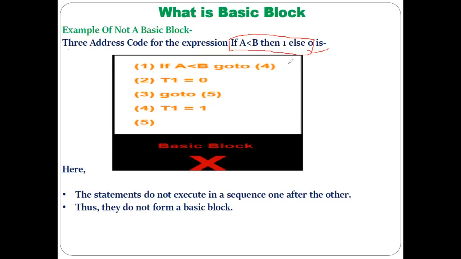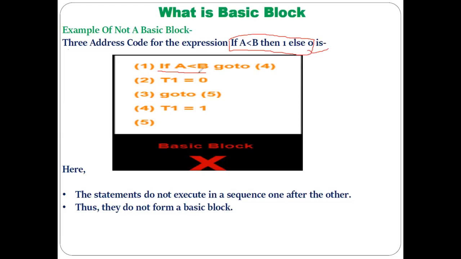Now we have to see how to generate this. First you have to generate the intermediate code, and for that you first need to generate the three address code for the given expression. Now what is the expression? If a is less than b, then 1 else 0. So we just write the first intermediate code instruction here: if a is less than b, then 1 else 0.